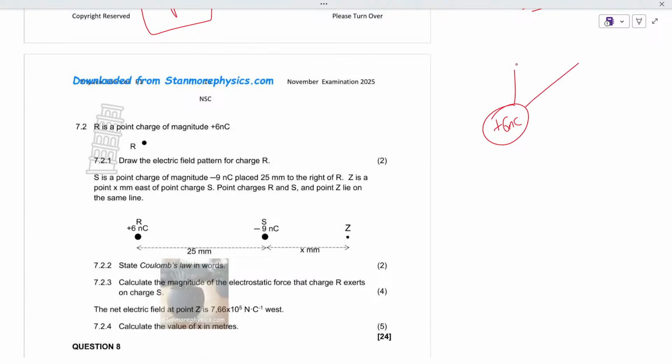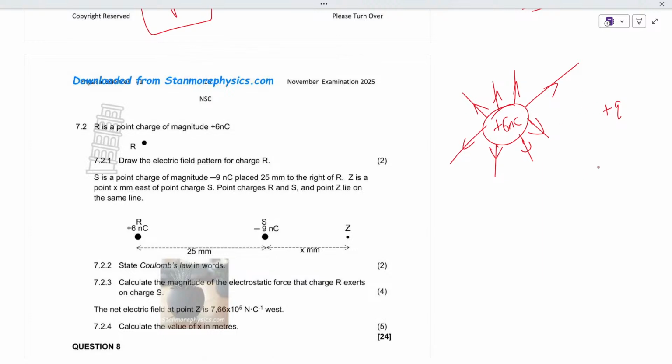Where do the arrows point in a positive charge? They point outside. You must always note that for a positive charge, the arrows go outside. In grade 12, I don't know if it is in grade 11, there's something called a positive test charge. You pretend as if there's always a positive test charge, which is going to be repelled away. Positive and positive repel.